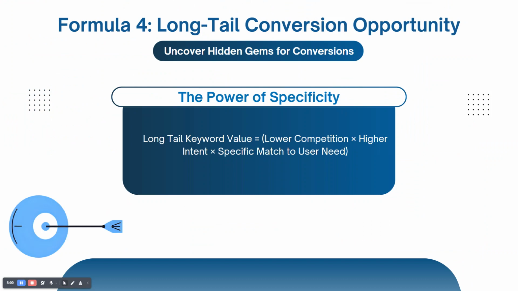So the fourth formula is long tail conversion opportunity. So this is why you need the long tail keywords, and why each long tail keyword is very important. This formula explains exactly why many Google Ads experts use long tail keywords. So what is the formula of the long tail keywords? The formula is: long tail keyword value equals lower competition times higher intent times specific match to user needs.